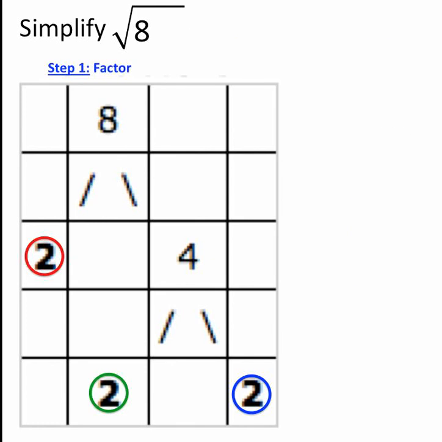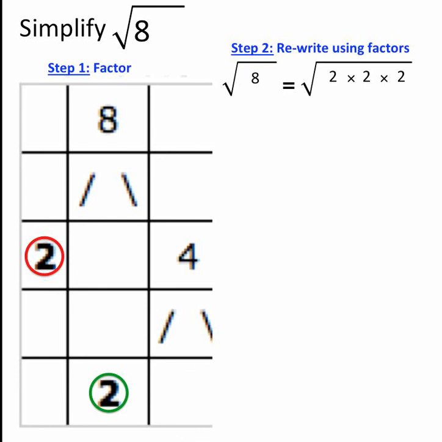Now that I know those factors, I can use them to rewrite my original expression using those factors. So I can say that the square root of 8 is equal to the square root of the product of its factors. In this case, 2 times 2 times 2.